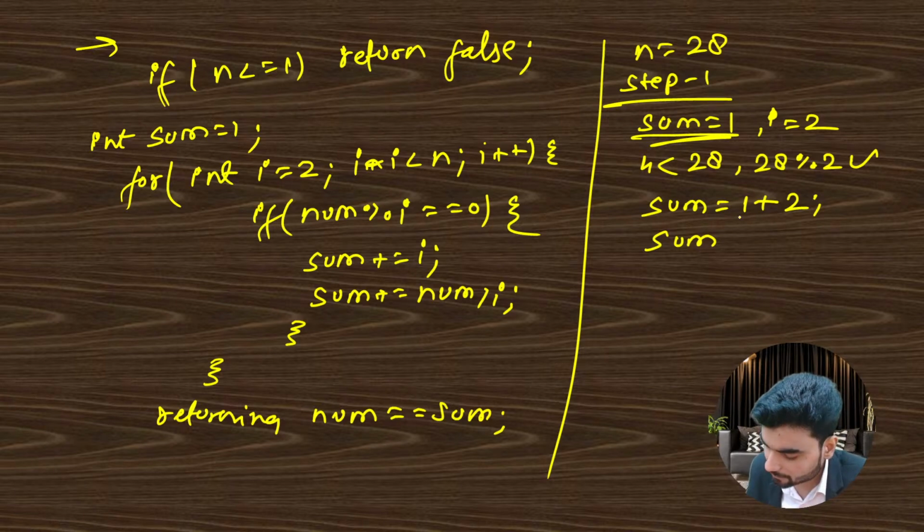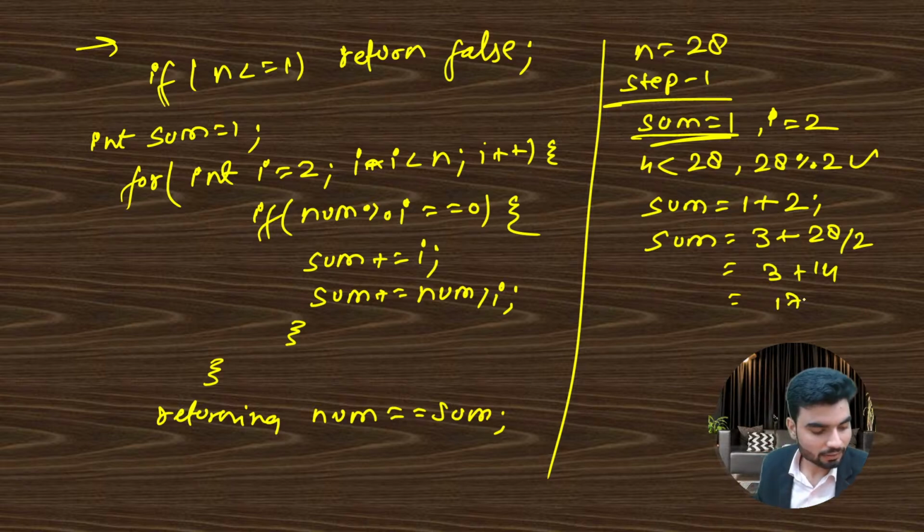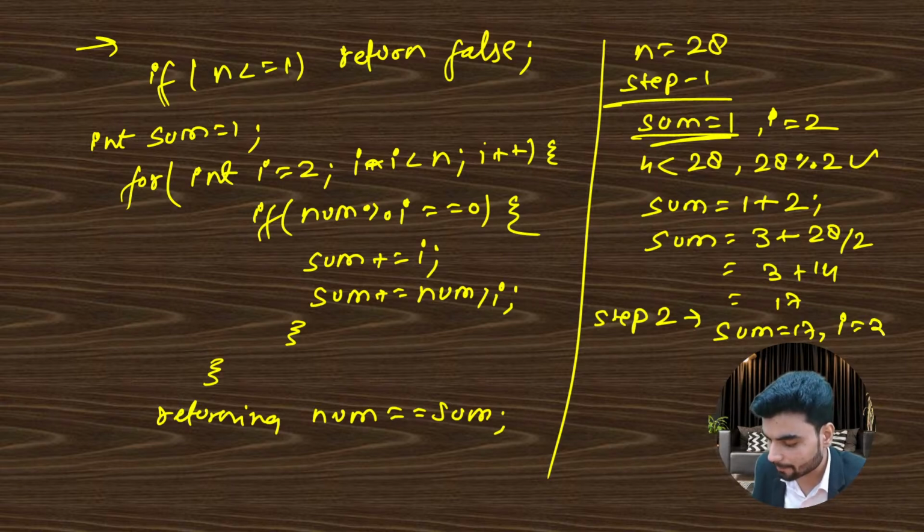I'll take the pen again. Now here, what I want is that sum is equal to the previous sum, which is now 3, plus num divided by i. And num is 28. 28 divided by i, which is 2, means 14. This will become 3 plus 14. You will get 17 here. In the next round, what will happen? The value of i will be increased by 1, which means now this has become step 2. The value of sum is 17. The value of i is 3.